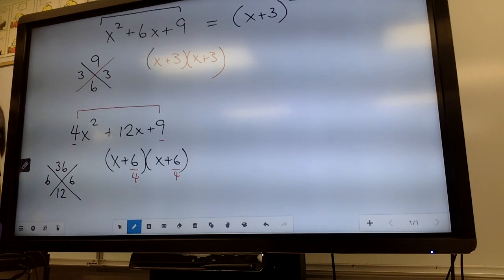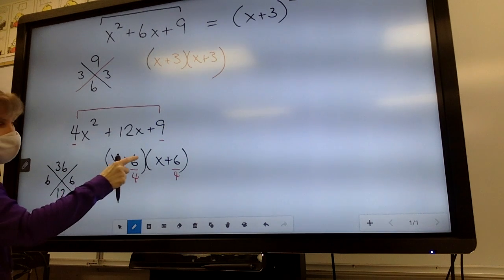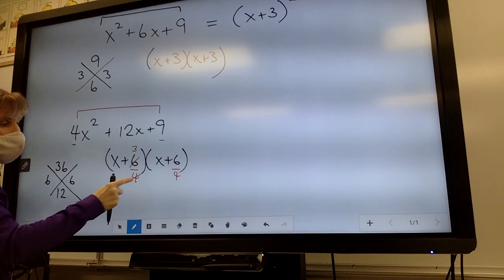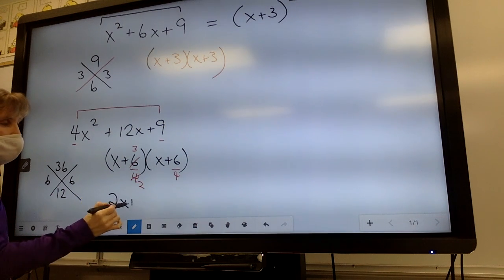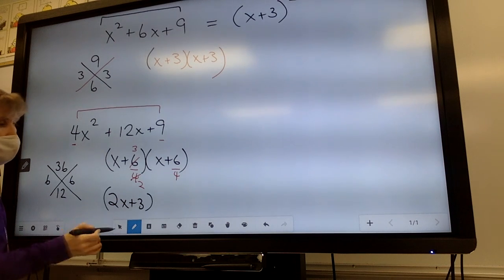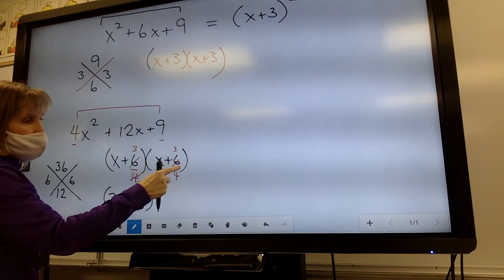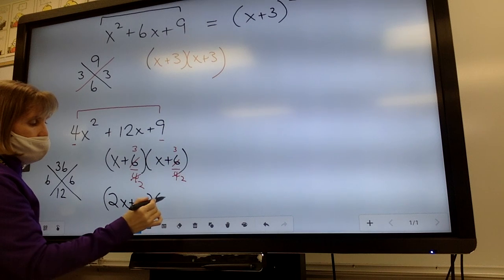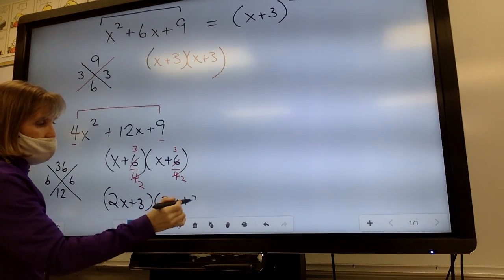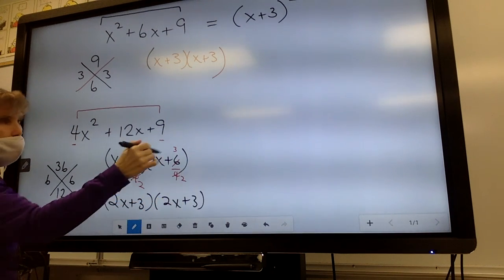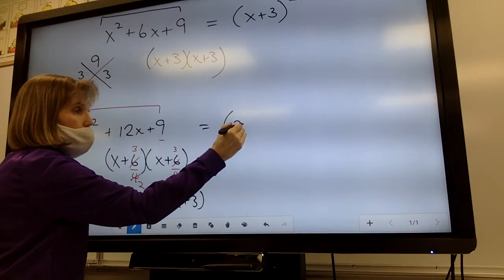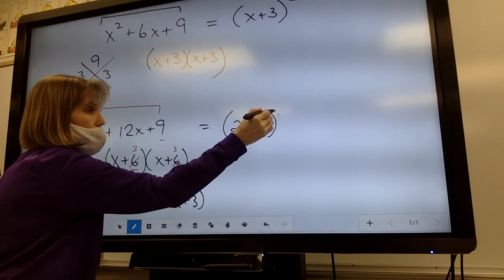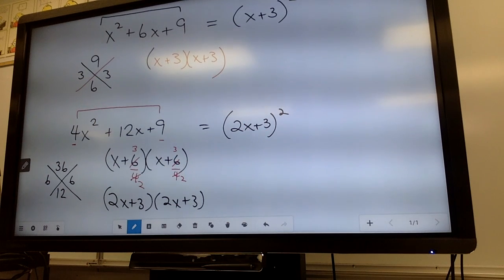Reduce. And I have to reduce the fraction. This is going to become 3 over 2. Now I can slide 2x plus 3. I'm going to reduce 2x plus 3, and they're identical, so I can leave it like this, or I can say 2x plus 3 quantity squared.